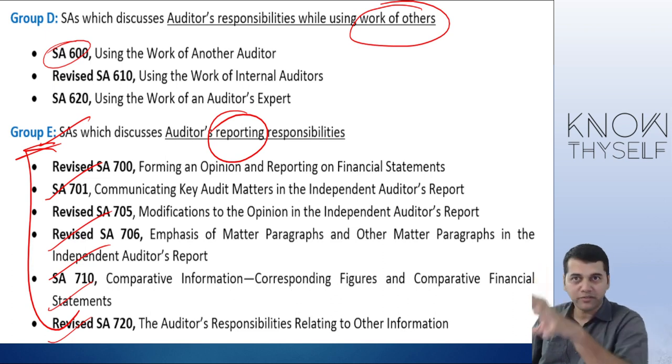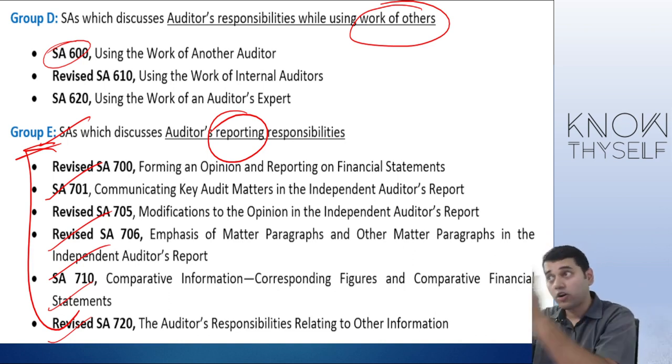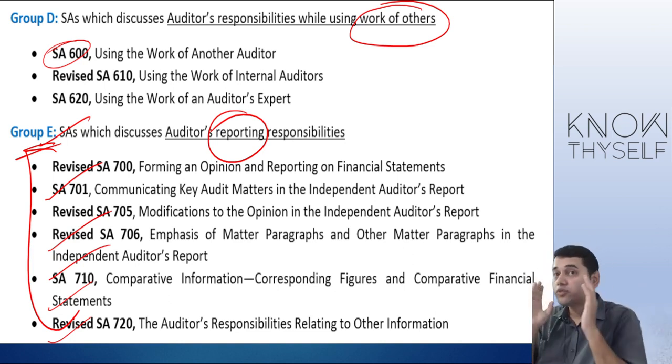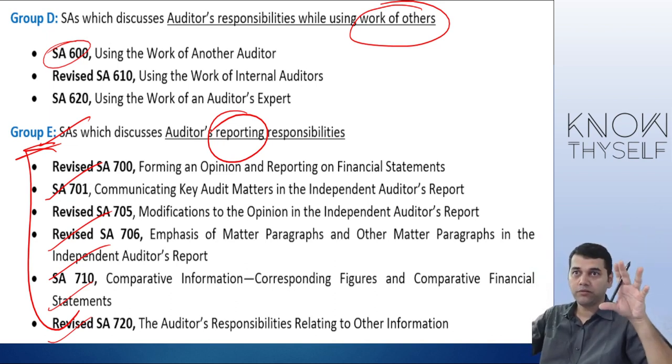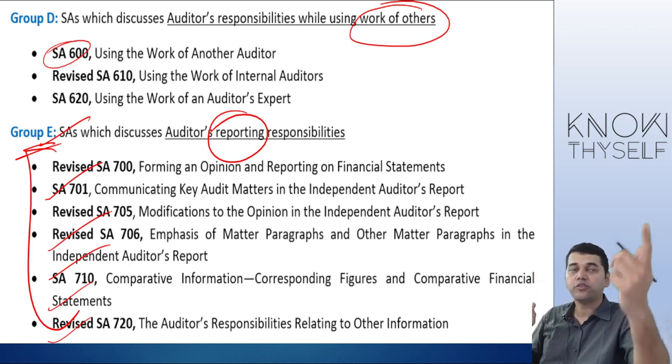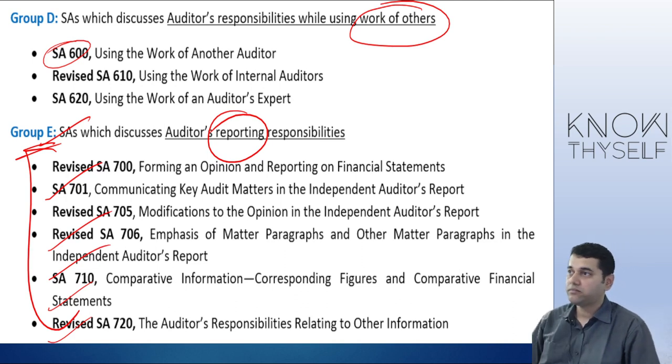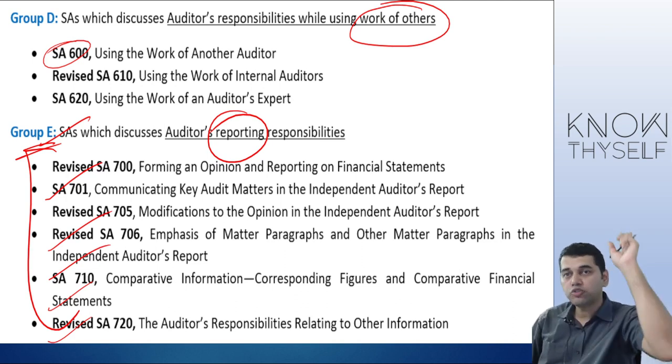This way they have grouped it: one set of standards speaks only about the principles, one set of standards talks about the audit, one set talks about the evidence, one set talks about the work of others, and finally the reporting. At least you got one group, one map in your mind. If I ask you what is your reporting responsibility related to law, your mind will go to group A. Instantly it should go and get connected there.